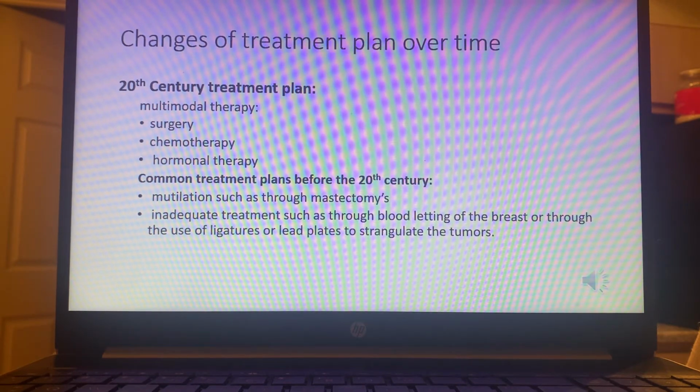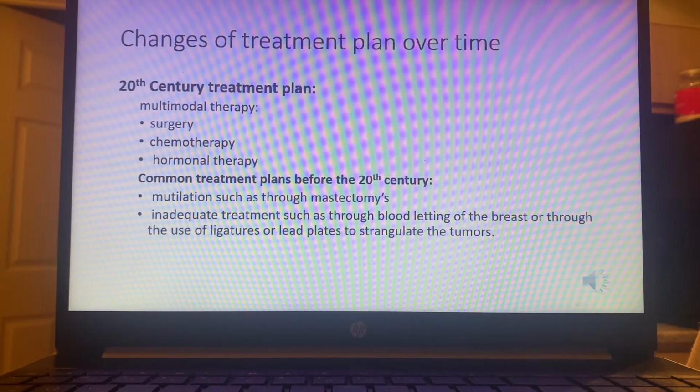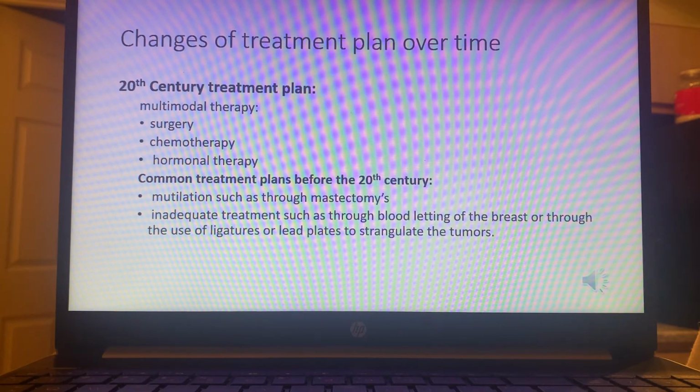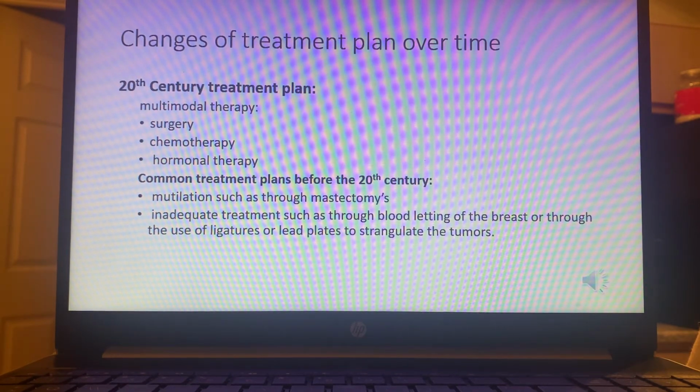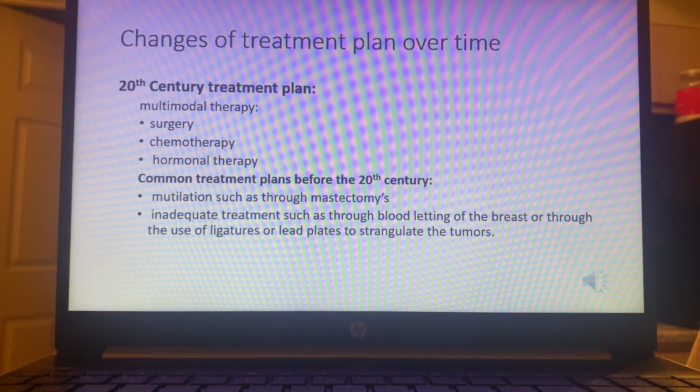When comparing both treatment plans of the 20th century and to the treatment plans prior to the 20th century, the 20th century takes a more conservative approach with the goal of preserving the breast tissue.